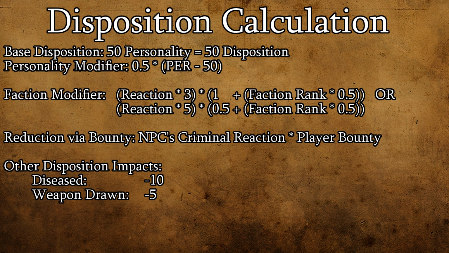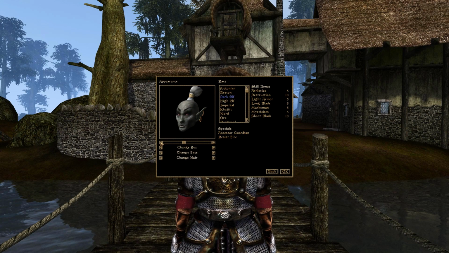Being the same race as an NPC also gives you a 5-point disposition bonus. You'll get the most out of this if you're a Dark Elf or a Nord, being as they're plentiful in Morrowind and Solstheim, but it's not really worth basing your race decision around just a 5-point bonus.